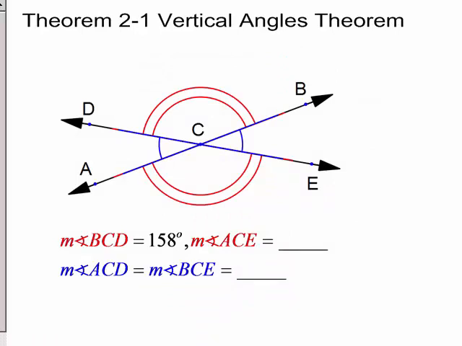So now if we throw some numbers in here. If this red angle here is 158 degrees, then that would mean that this angle over here is 158 degrees. Now, these are a linear pair, so these two have to add up to 180 degrees, so therefore this is 22 degrees. And as vertical angles, this angle has to be 22 degrees. So there's our numbers there.